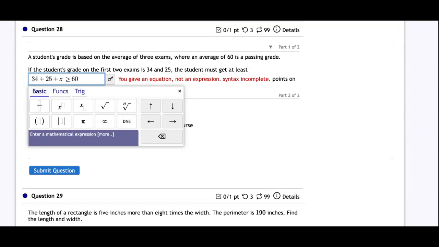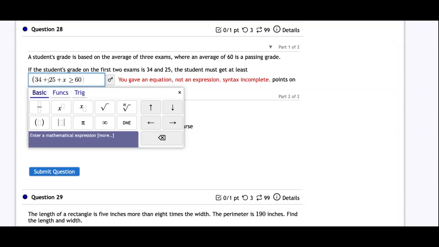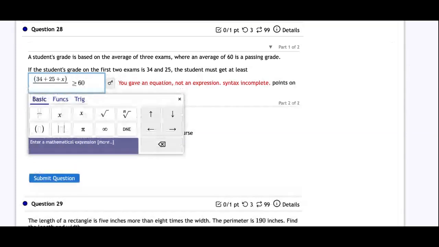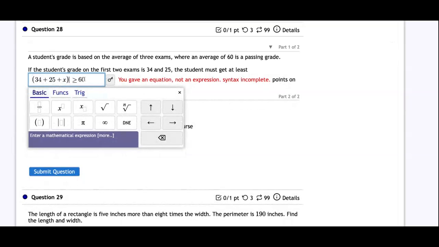60 times 3. So we make this one divided by 3 because of the average, 3 exams average. The first one is 34, second one is 25, and third one we don't know, but divided by 3 is the average. The average has to be greater than or equal to 60 because 60 is the passing grade. Dividing by 3 on this side is the same as multiplying by 3 on the other side. So just multiply 3 on both sides.